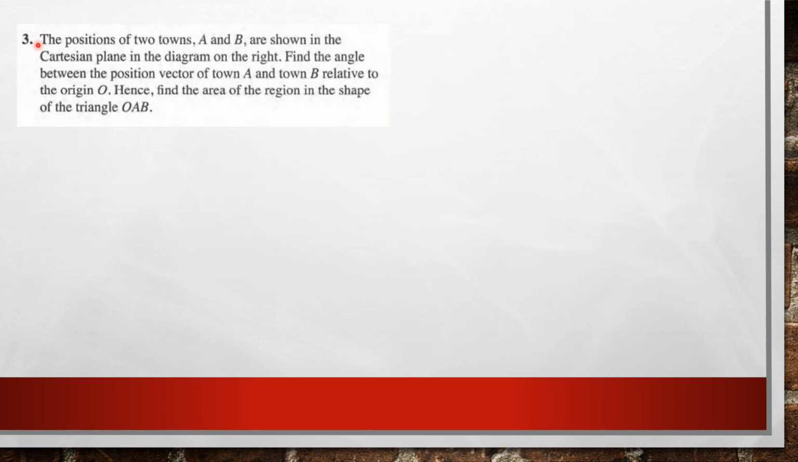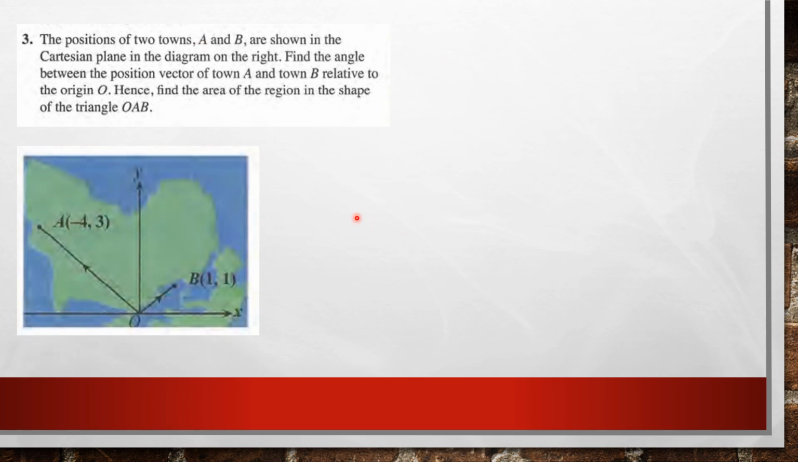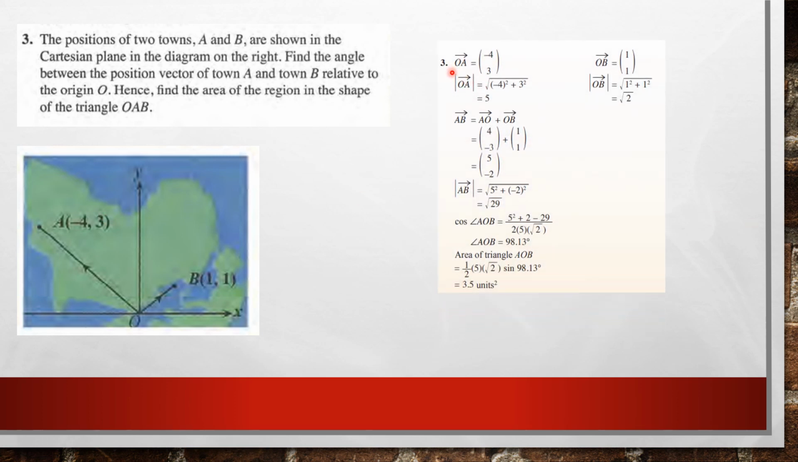Next, question number 3. The positions of two towns A and B are shown in the Cartesian plane in the diagram. Find the angle between the position vectors of town A and town B relative to origin O. Hence, find the area of the region in the shape of the triangle OAB. So for this one you need knowledge of vectors. A is negative 4, 3. That means the vector OA will be negative 4, 3. B, the coordinate is 1, 1. So the vector OB will be 1, 1.